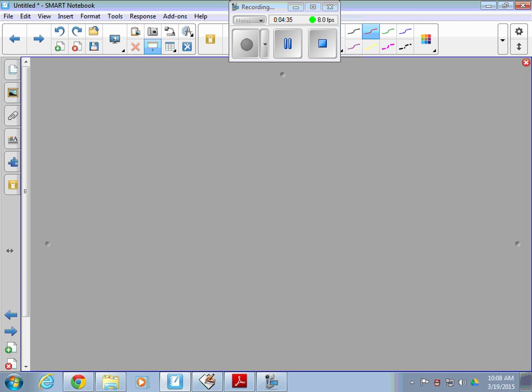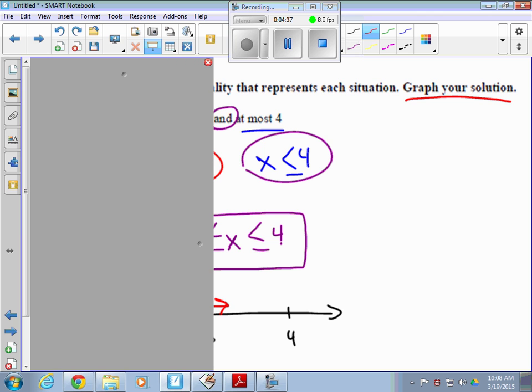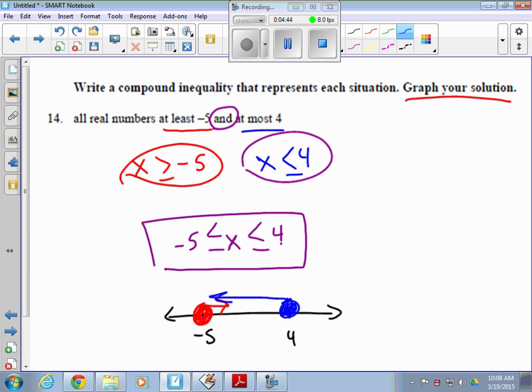And then graph the other one. x is less than or equal to 4. Again, a colored in bubble. Less than means everything that direction. This is an and inequality, so it's showing the overlapping area between the two, negative 5 and 4. There's the graph.